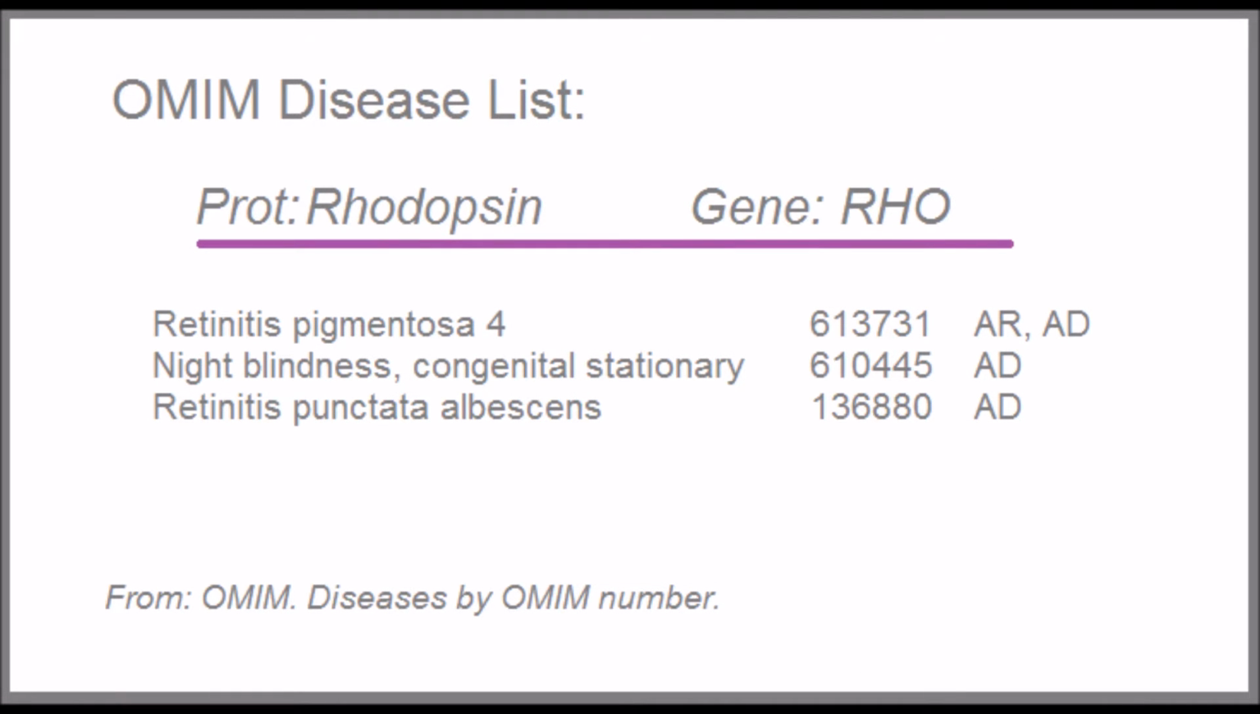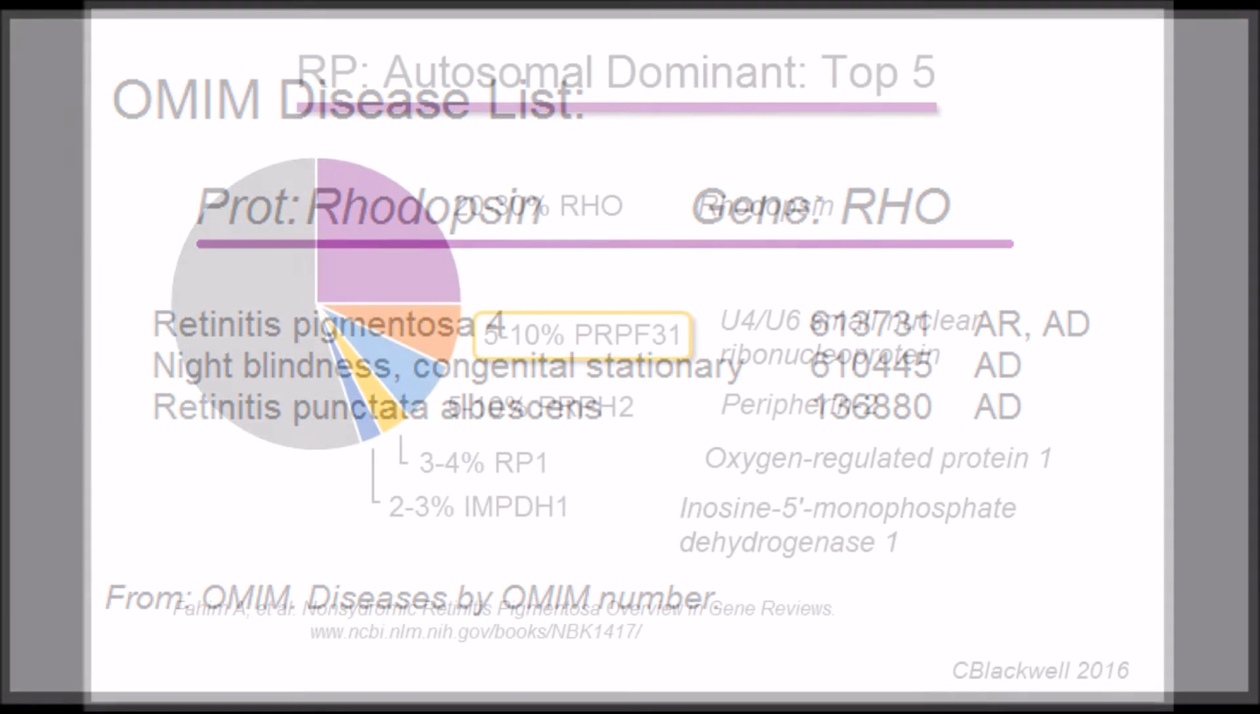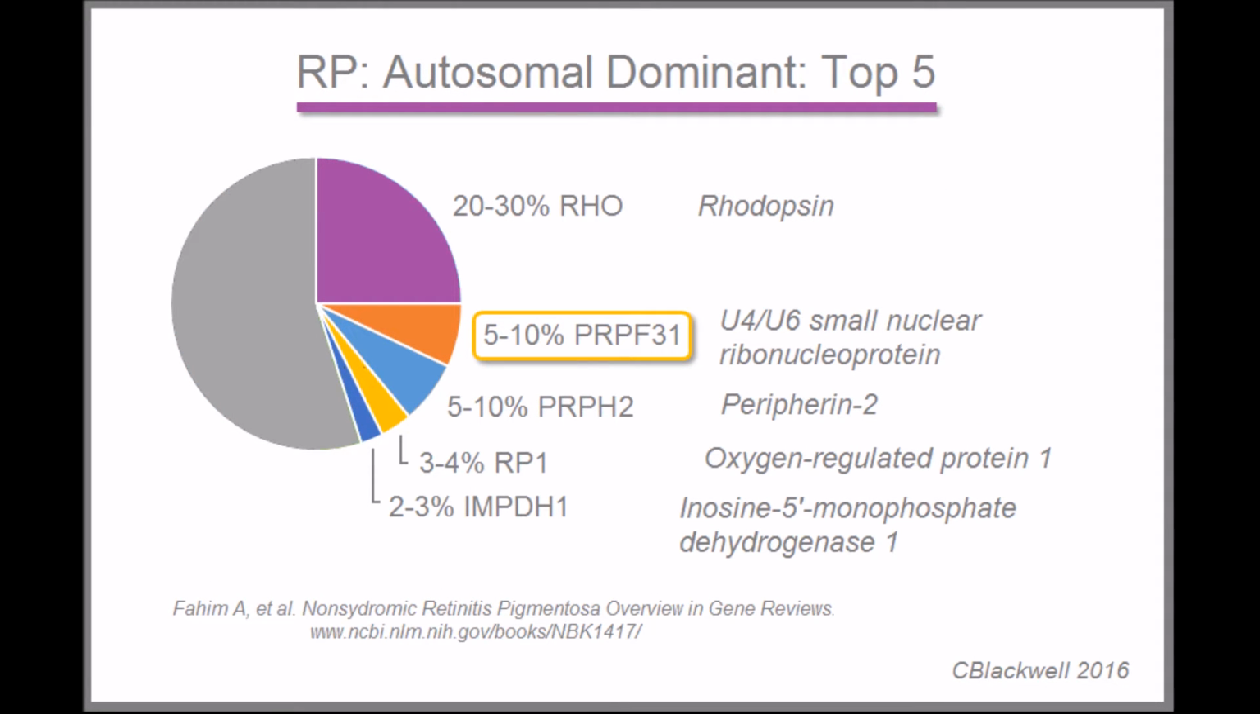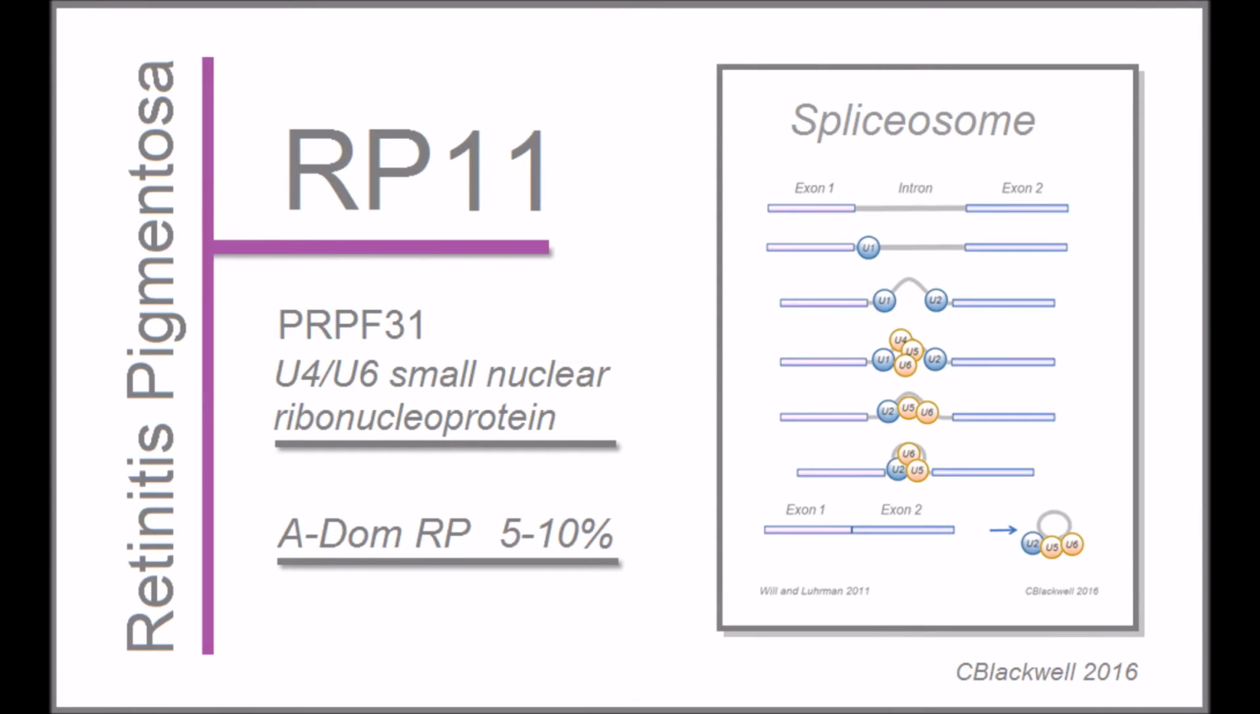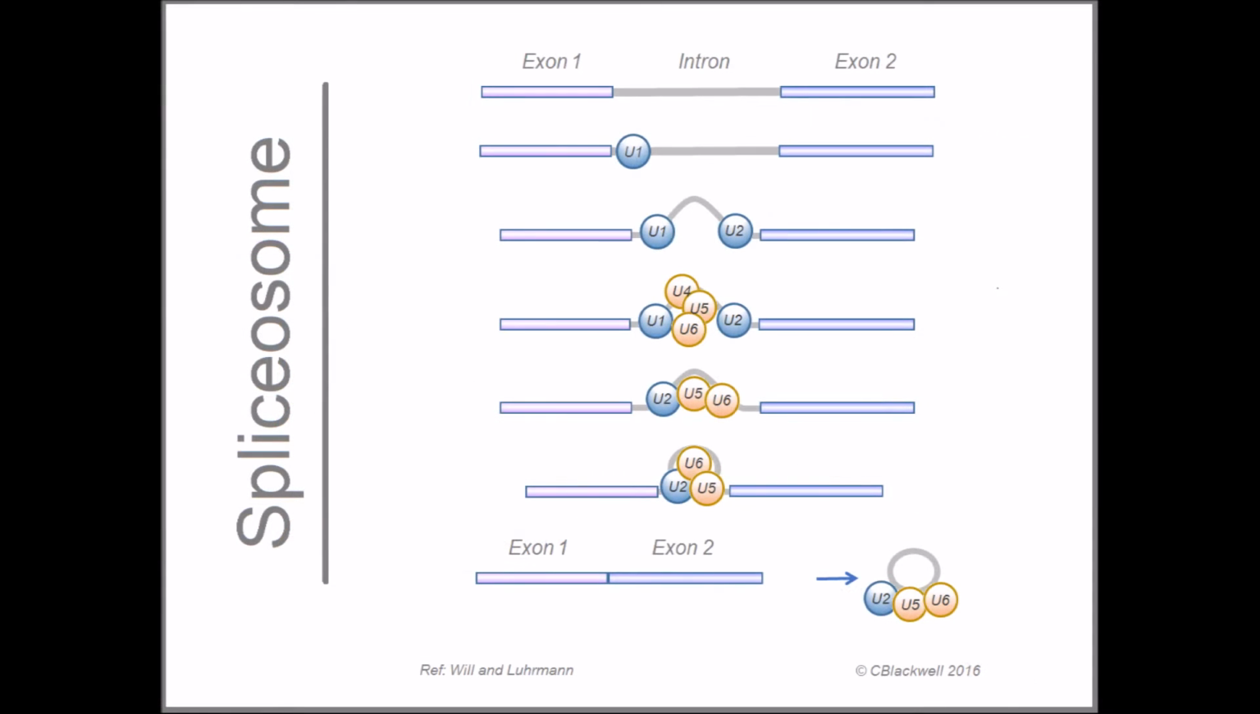This is the OMIM list of diseases caused by rhodopsin mutations, showing they can result in more than one disease and show different modes of inheritance. Nothing in RP is simple. The second most common cause of autosomal dominant RP is a defect in the spliceosome, specifically in PRPF31, pre-mRNA processing factor 31. This takes us into a relatively new area of biology, the spliceosome.